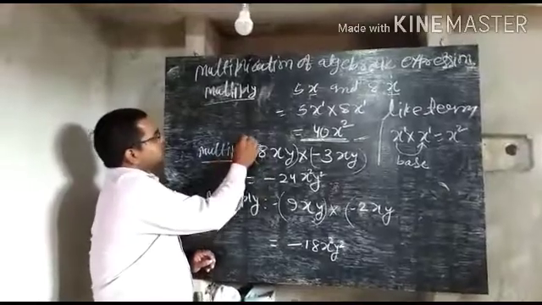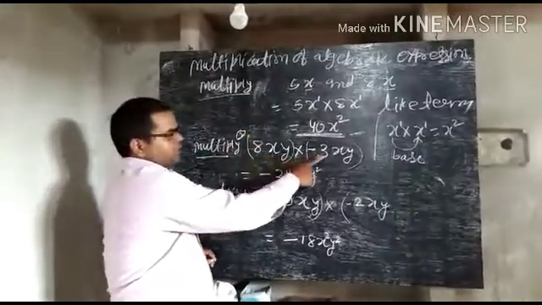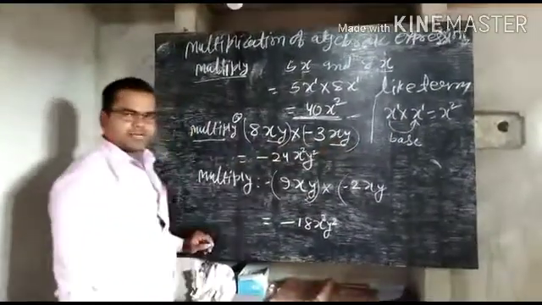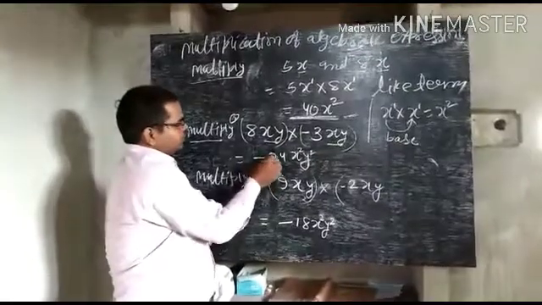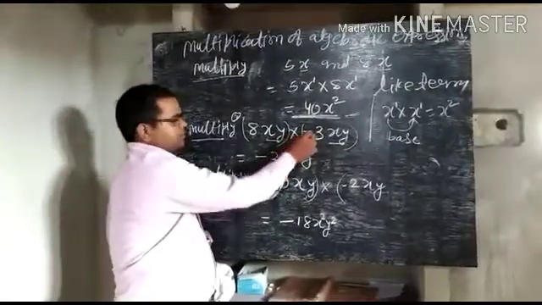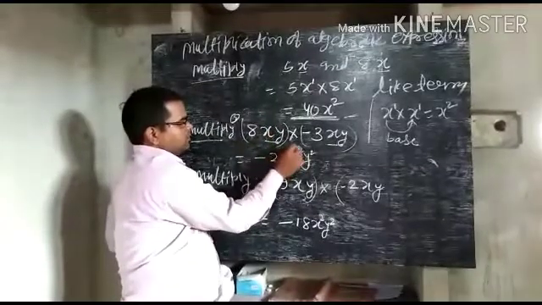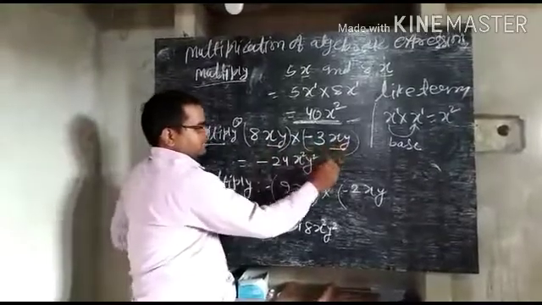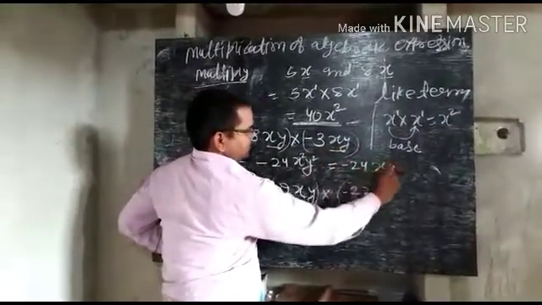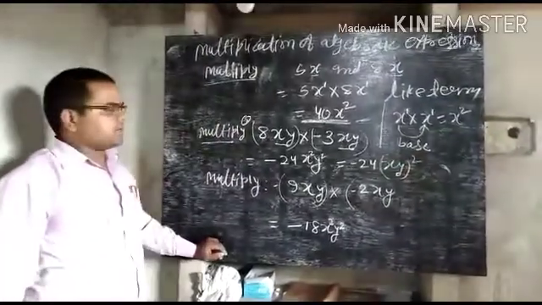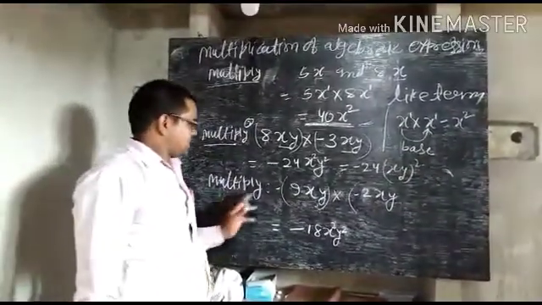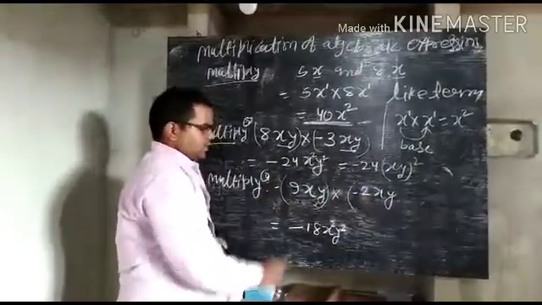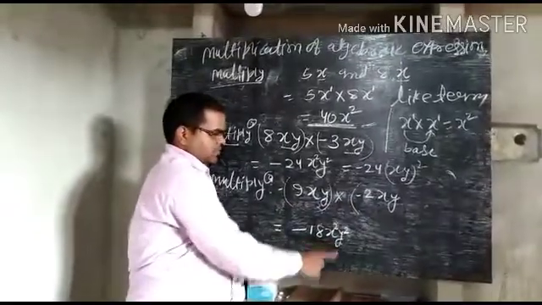Again, question number 3, 8xy into minus 3xy. We know that these are like terms. So 8 times 3 is 24 with minus sign, and x to the power 2 into y to the power 2. Because xy and xy are the same, we can also write minus 24 xy whole square. We can write it in another form. Again multiplication. Question number 4, 9xy into minus 2xy, that is 9 times 2 is minus 18x square y square.